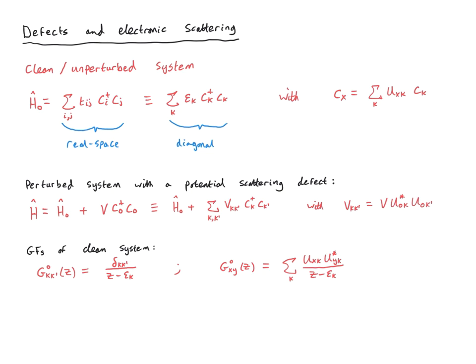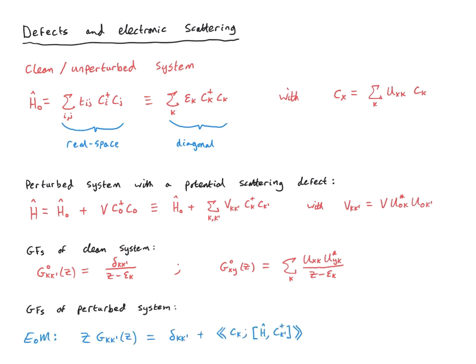How is the dynamics of the system changed by introducing this additional perturbation? Of course, we can introduce the perturbation and then re-diagonalize the system to find our new diagonal basis and then express the Green's functions in that way. However, we don't wish to do that. We wish to utilize the information that we already know, which is the diagonal representation of the clean system.